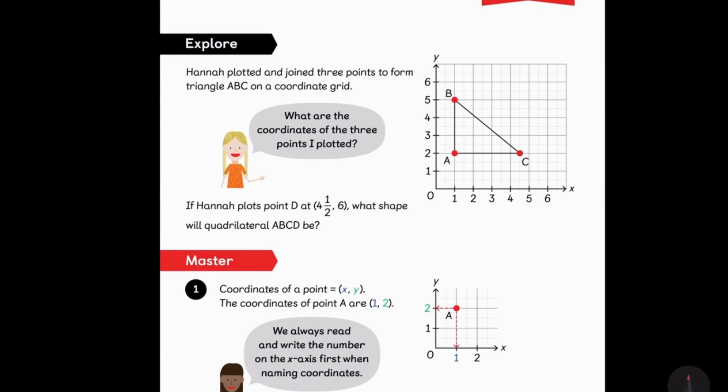Today we are starting with a new chapter. It's called Positions and Movement. The first lesson is dealing with naming and plotting the points. In order to name and plot the points, we will look at the basic key.